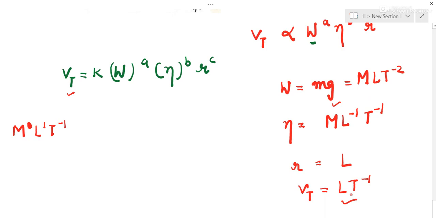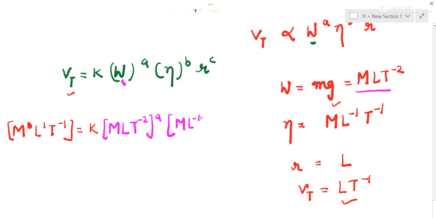This I have written on the left hand side. Now we'll write the right hand side. K as it is. W is this, M L T minus 2 to power A. Eta is M L minus 1 T minus 1 to power B. And radius is L to the power C.